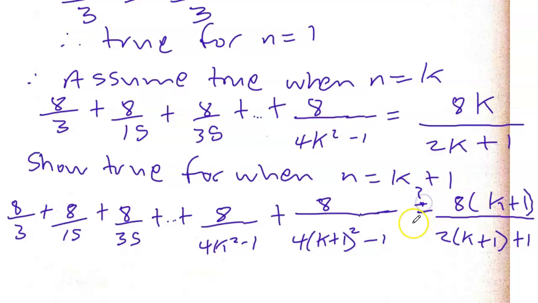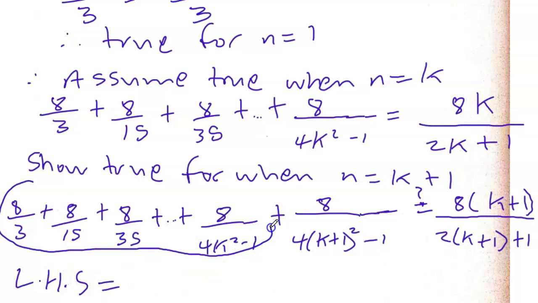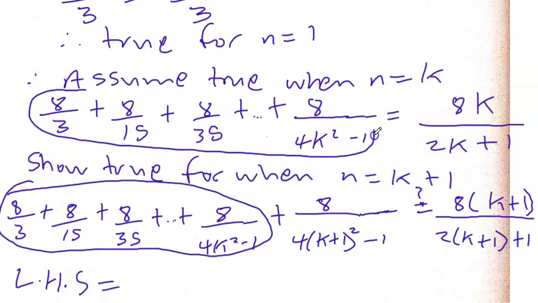Because the task now is to show that what we have on the left hand side is equal to what we have on the right hand side. So the left hand side is all of this. We want to show it is equal to the right hand side. So notice now from step 2, from 8 over 3 to 8 over 4k squared minus 1, all of that is equal to 8k over 2k plus 1.